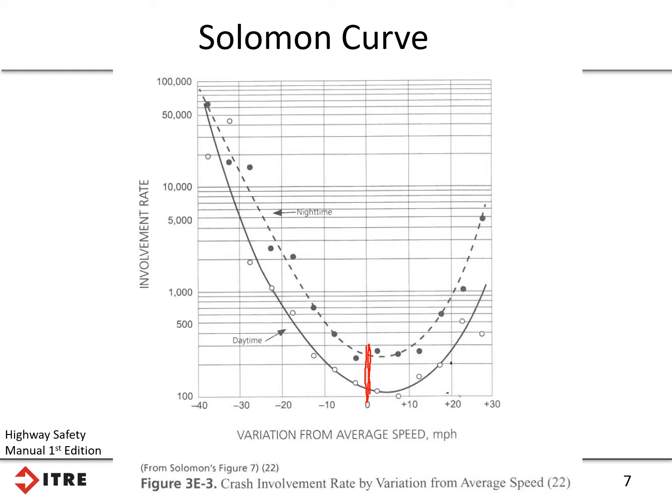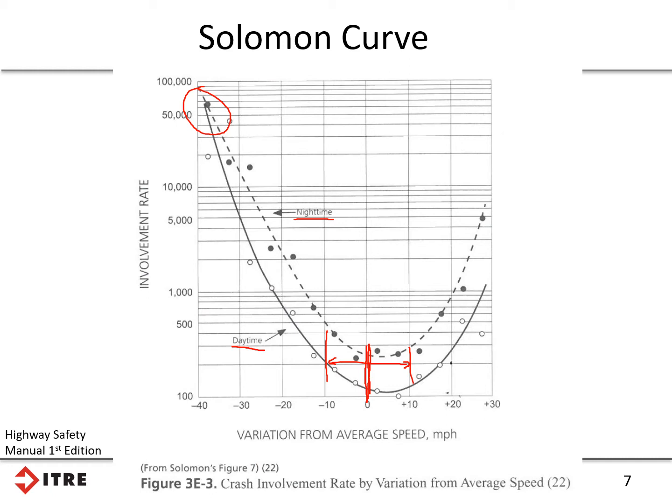We see the dashed line is for nighttime, the solid line is for the daytime. And what this essentially shows is that the greater the variation in speed of any vehicle from that average speed, the greater the chance of being involved in a crash. And we see an increase in that rate as it moves away from that average speed. So at small deviations from the average speed, within 10 miles per hour, it's not substantially different crash involvement rates. But as we move well beyond that, looking at 40 miles per hour below the speed, the crash involvement rate is huge.